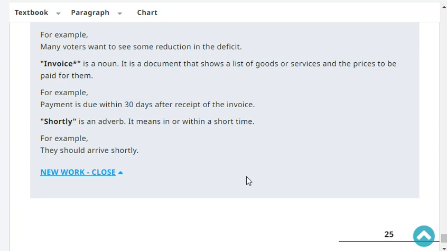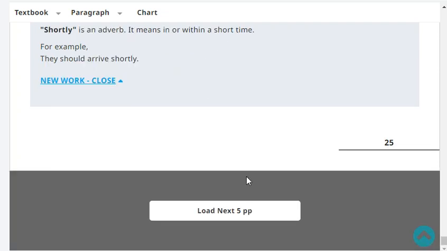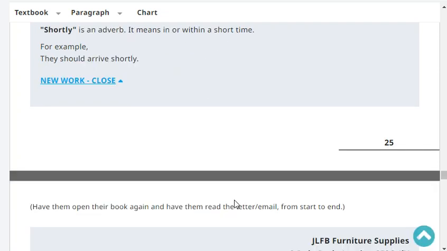Invoice is a noun. It is a document that shows a list of goods or services and the price to be paid for them. For example, payment is due within 30 days after receipt of the invoice. Shortly is an adverb. It means in or within a short time. For example, they should arrive shortly. Okay, very good.